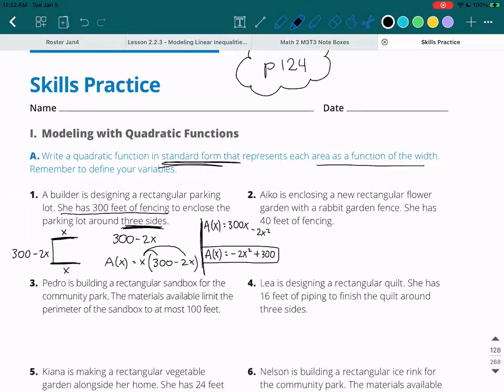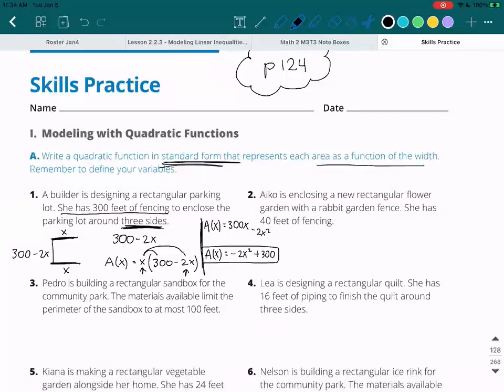So we started off with a rectangular parking lot where you have 300 feet of fencing to enclose the parking lot around 3 sides. So we drew our 3-sided rectangle. We labeled top and bottom x, and we solved for the 3rd side. Then to find the area, you just multiply length times width. So we got x multiplied by 300 minus 2x, and then you just simplify from there. Okay, I'm going to pause the video to see if you guys have questions.